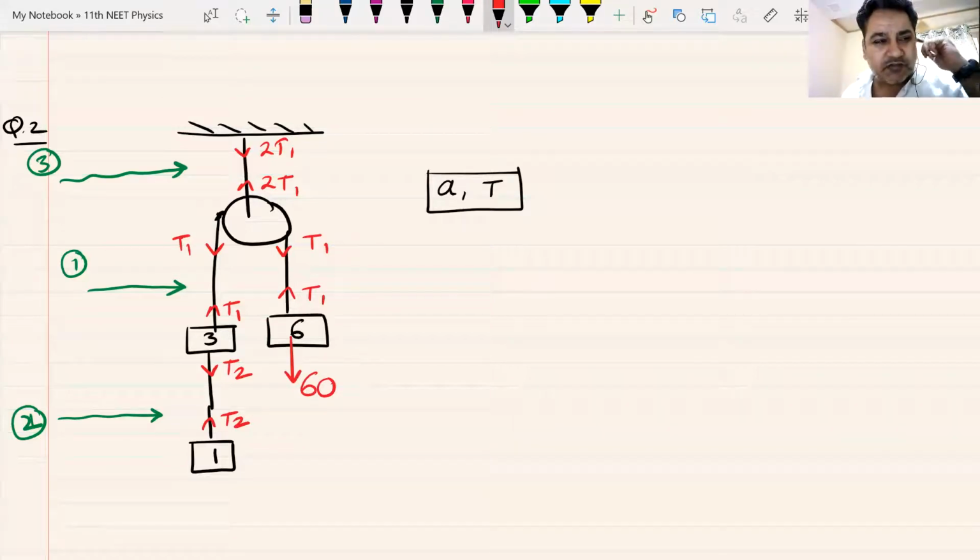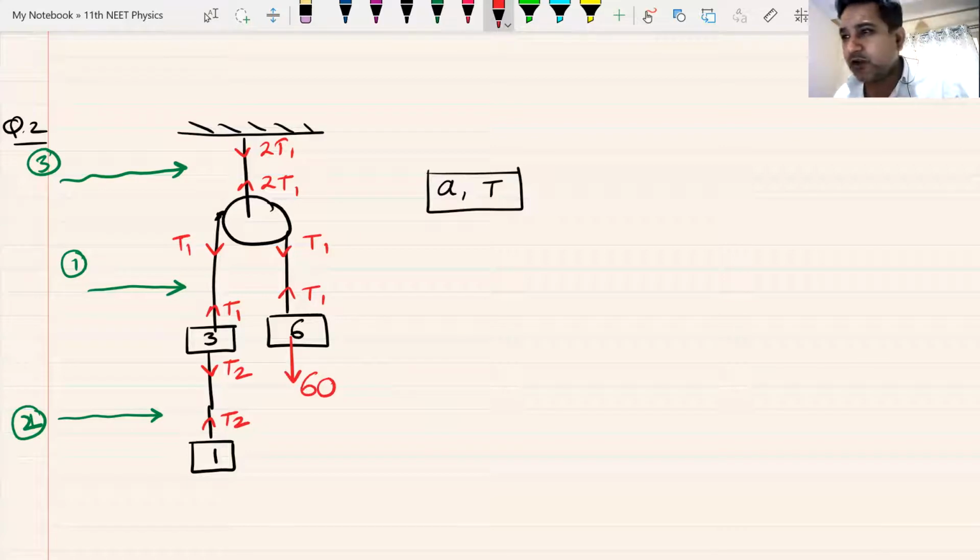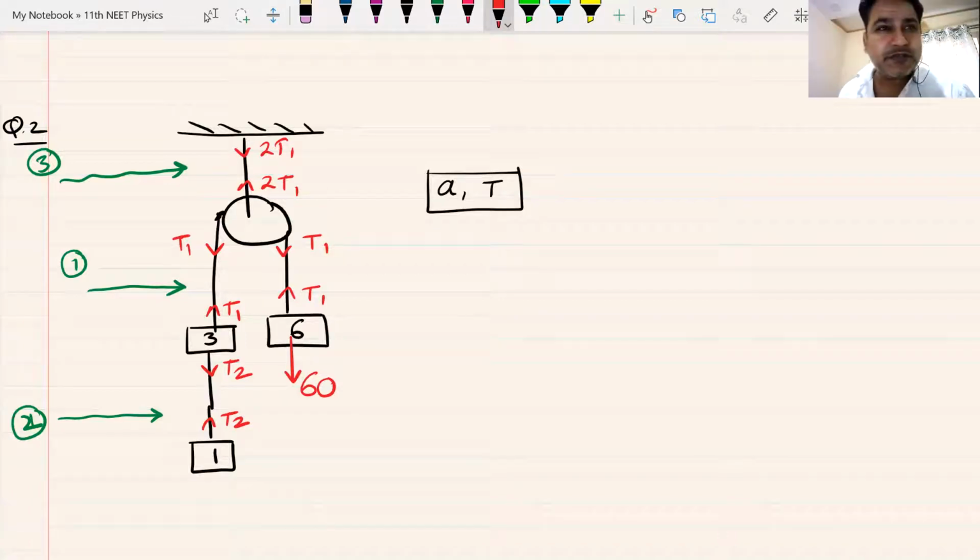Where is this system going to move? Can anyone tell me? How will this system move? It is very simple. You can see it straightforward. Where will this system move? How will this system move? Anyone?